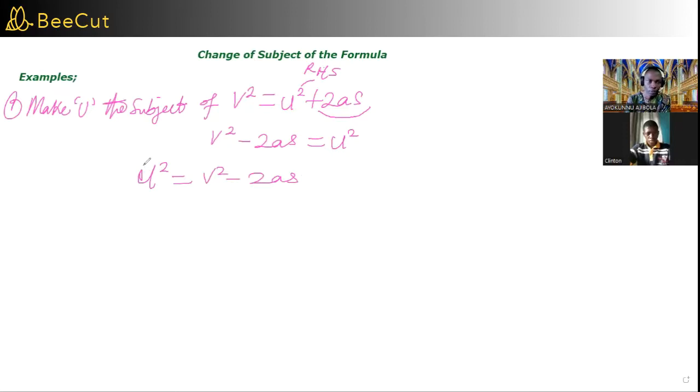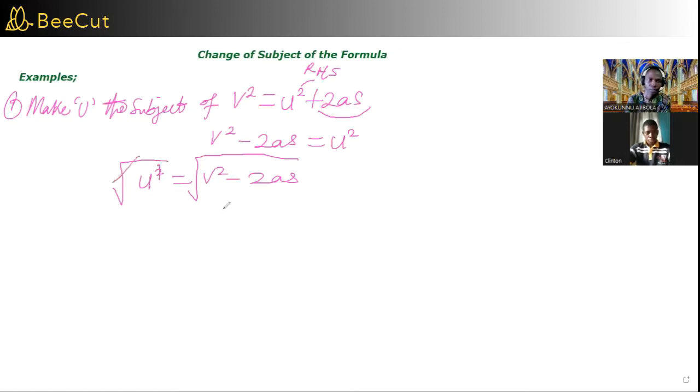So this time around, because this is u square, it's a square that is on top of u. So I'm going to need a square root to remove that square. If I use square root on the left hand side, then I must use the same square root on the right hand side. So this becomes square root of u square and square root of the other. That's when they can be equal.